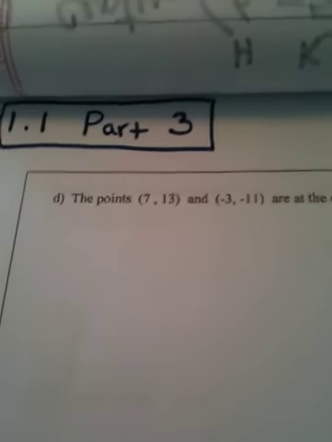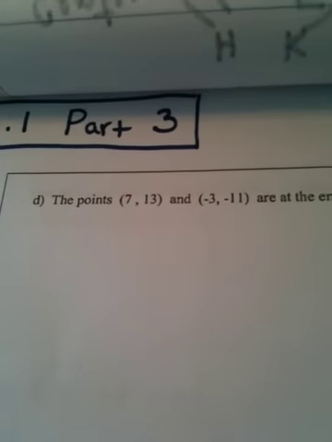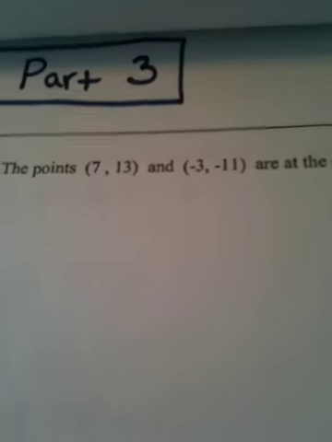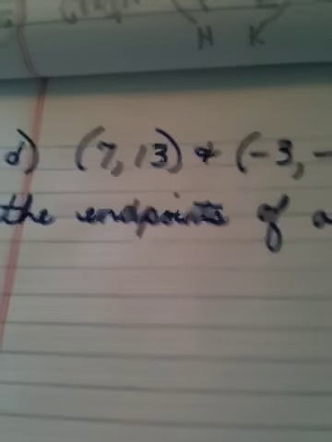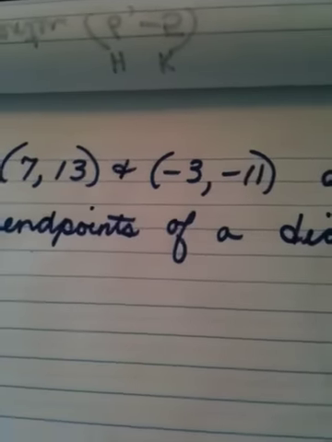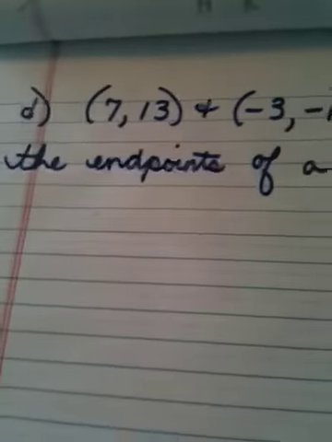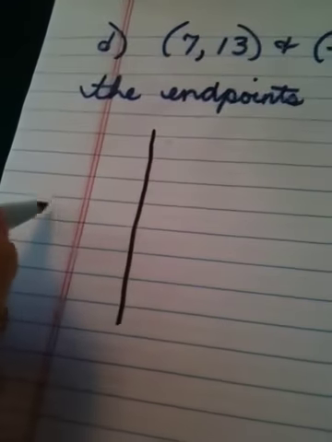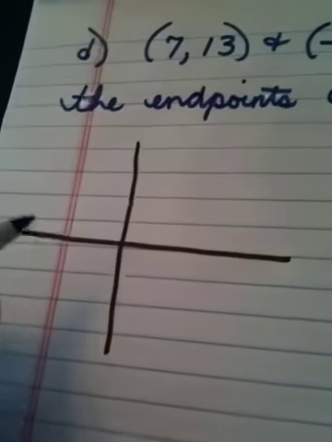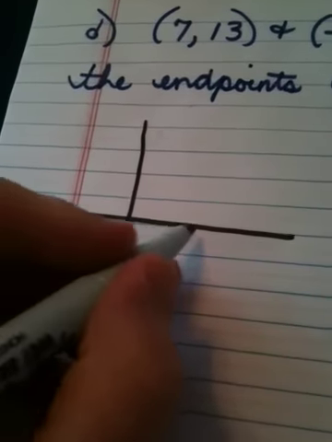Okay? Now, what I'm going to recommend that we do here, let me see if I've got this on paper. Here we go. A little bit bigger space, okay? 7, 13, and -3, -11 are endpoints of a diameter of a circle, okay? Let's kind of graph paper this out roughly. I mean, it doesn't have to be exact, okay?